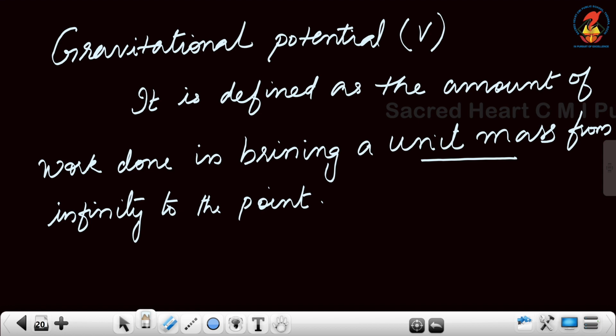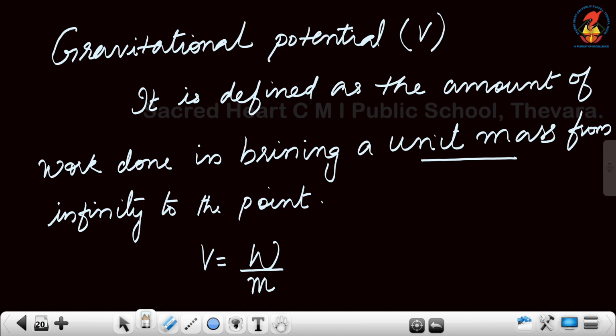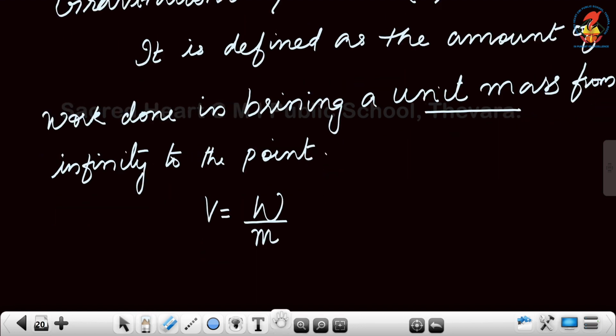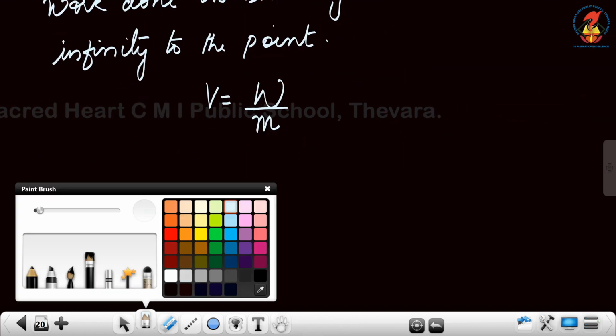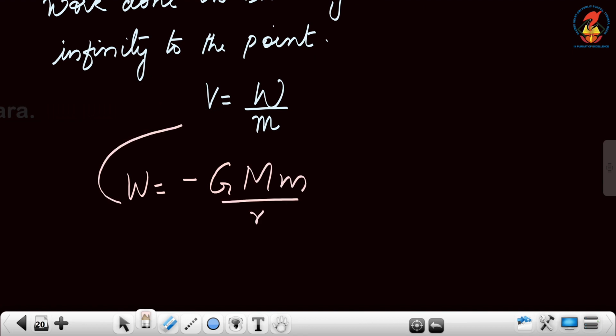So, I got the amount of work done for moving the body through a small distance dx from point A to point B. But what is my aim? My aim is to find the amount of work done in bringing the body from infinity to point P. Now, where is point P situated? Point P is situated at a distance small letter r from the center of the earth.